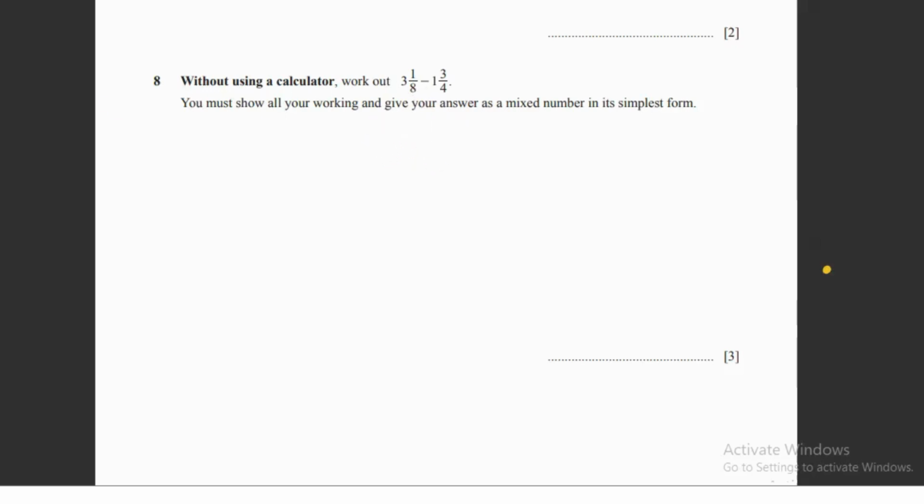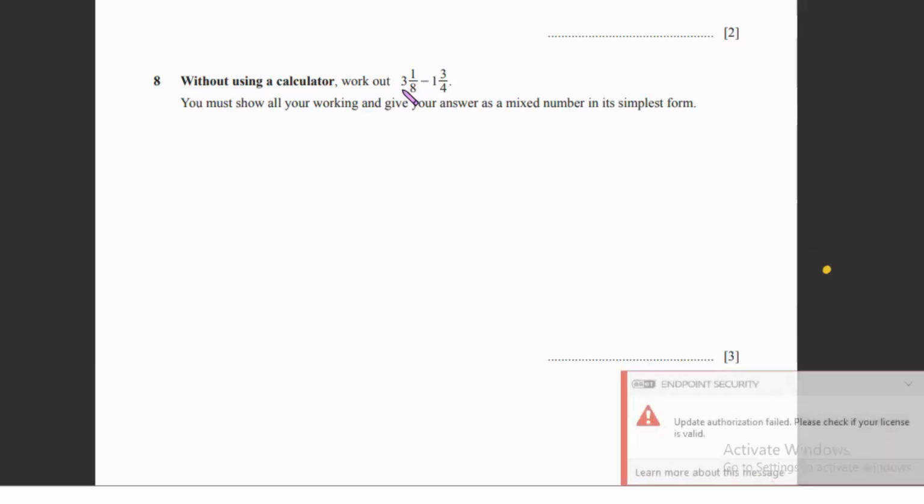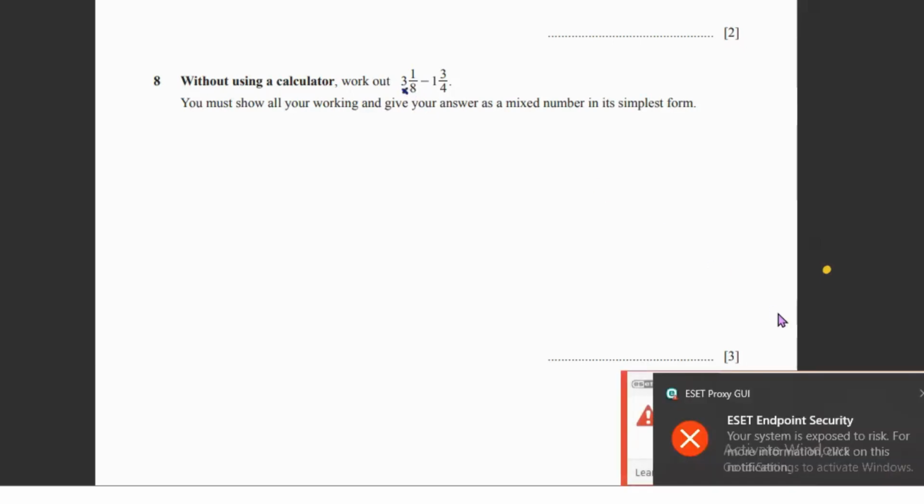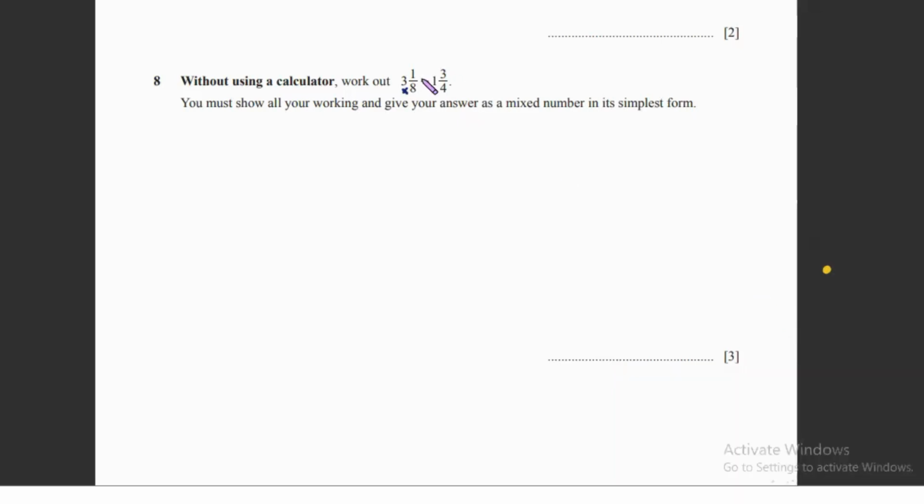So to convert it into an improper fraction, I need to multiply the whole number that I have here with the denominator, and I need to add the numerator to the answer that I get, which means 3 times 8 is 24. 24 plus 1 makes it 25. So I can write it as 25 over, the denominator stays the same, which is 8. And we need to deduct the answer that we get here.